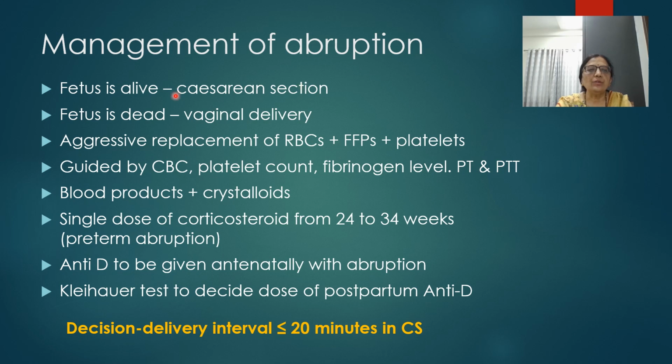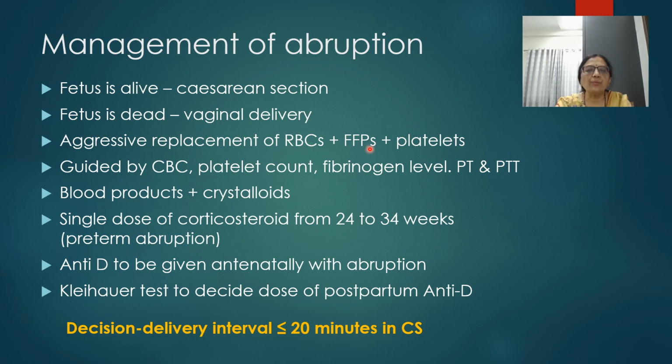In the management, usually if the fetus is alive, we proceed with cesarean section in placental abruption, because further trial of labor might lead to sudden IUD with further separation of the placenta. If the fetus is dead, then one should go for vaginal delivery with aggressive replacement of RBCs, FFPs, platelets, and crystalloids. So, aggressive treatment of hypovolemic and hemorrhagic shock, along with vaginal delivery. That will be the correct management if the fetus is dead.